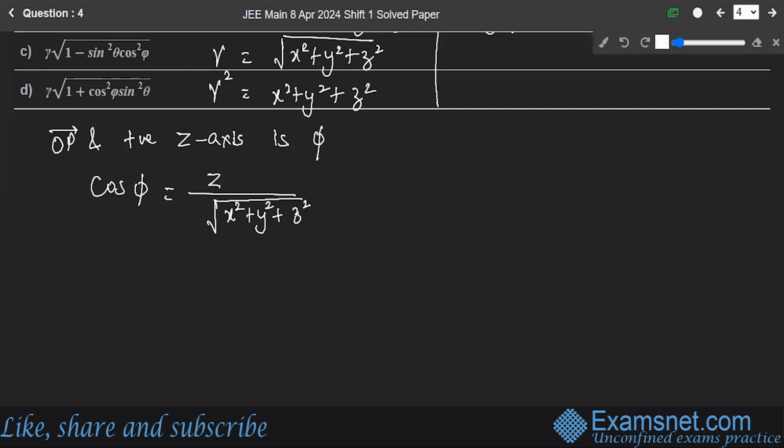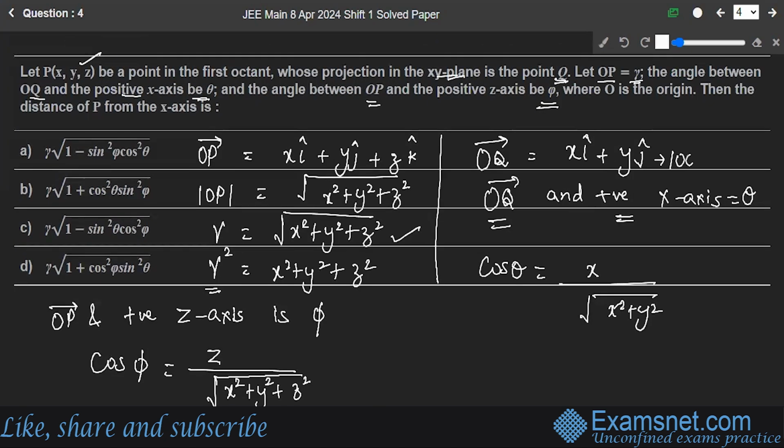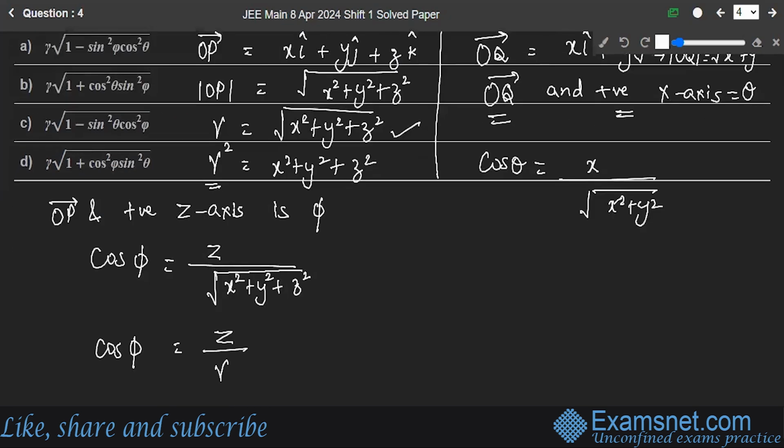So cos phi is equal to z upon gamma, right, from here. And let's solve this one also. We are also given that cos theta, the angle between OQ and the positive x-axis, will be given by x upon root of x squared plus y squared, because the magnitude of OQ will be root of x squared plus y squared only, right? And now what is x squared plus y squared? If I'm using this equation, let's say 1.